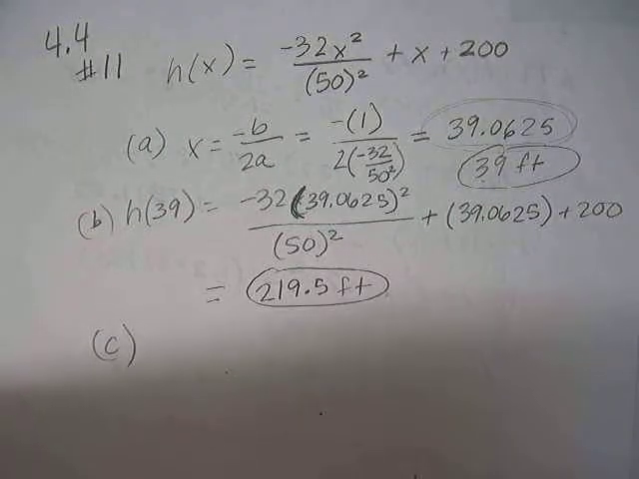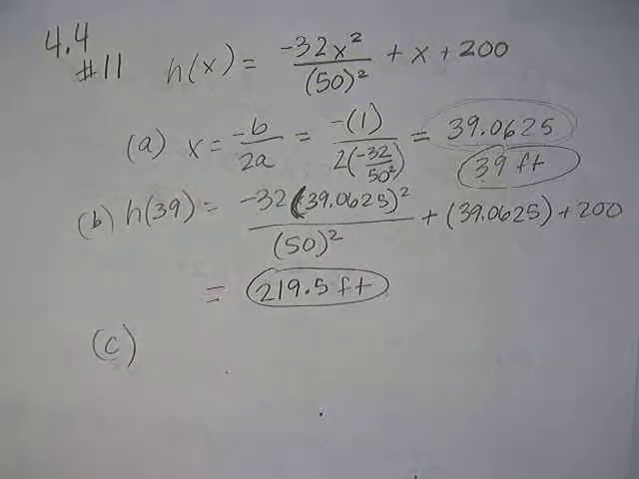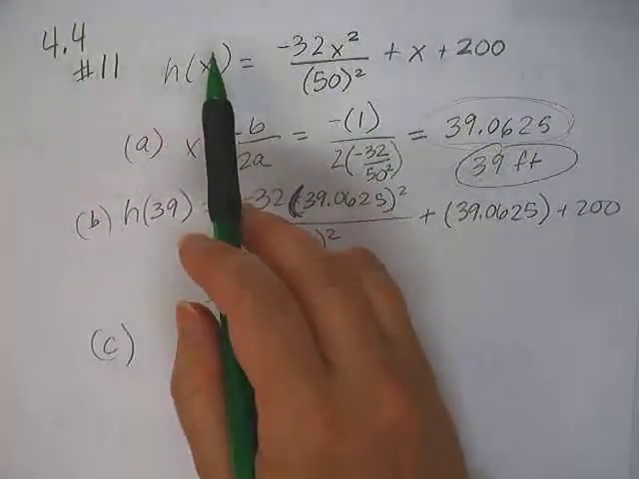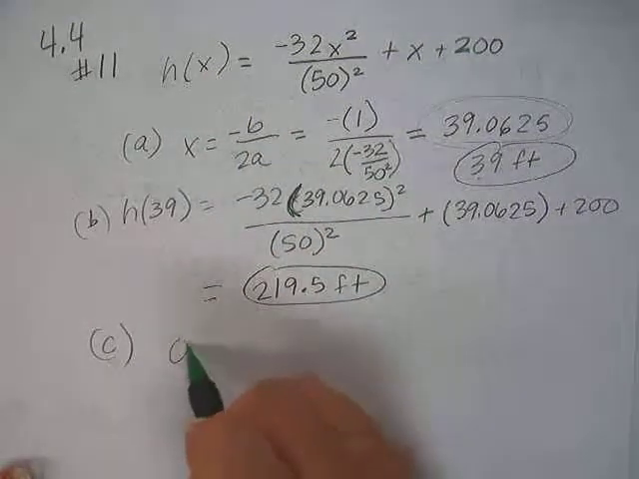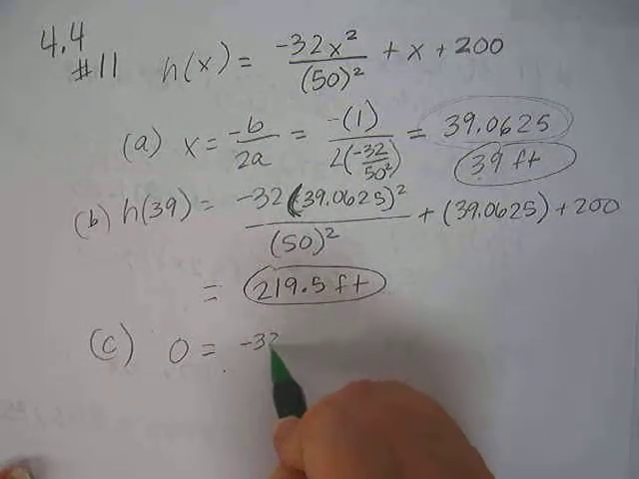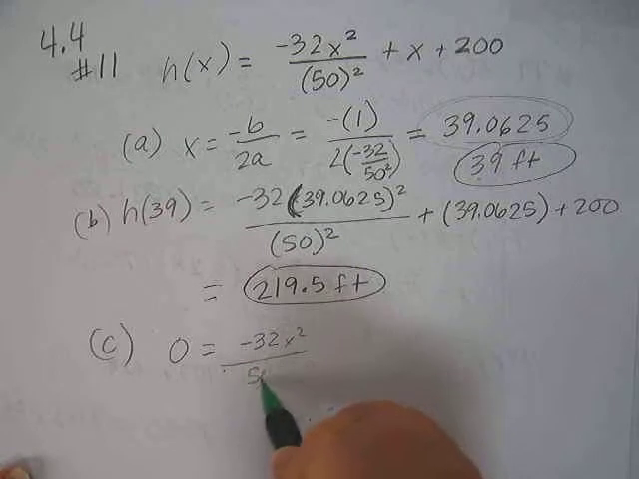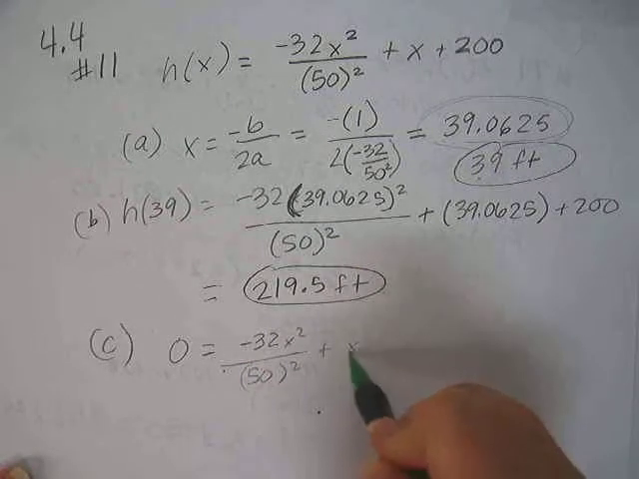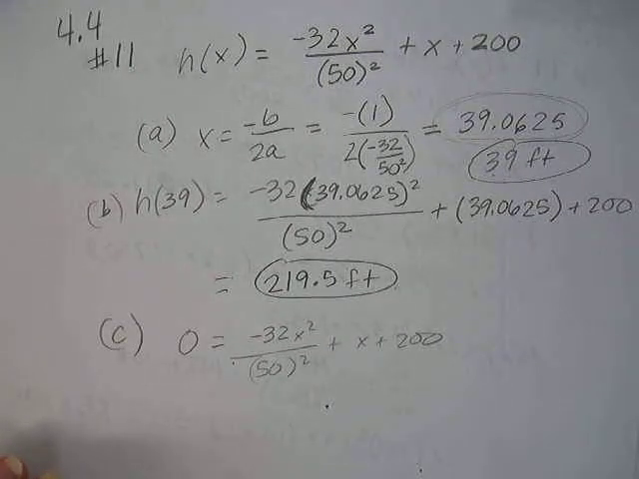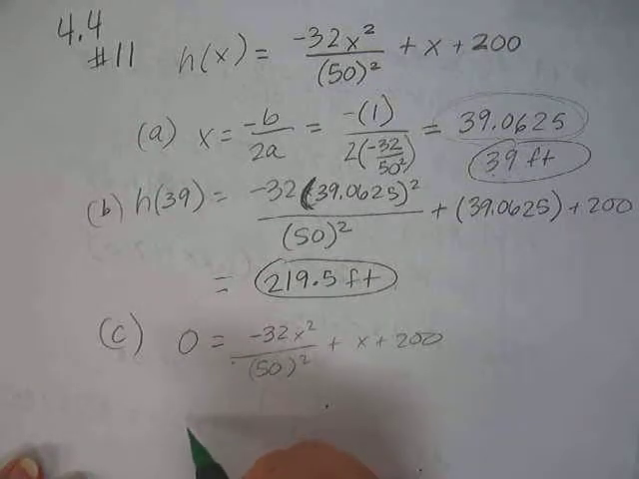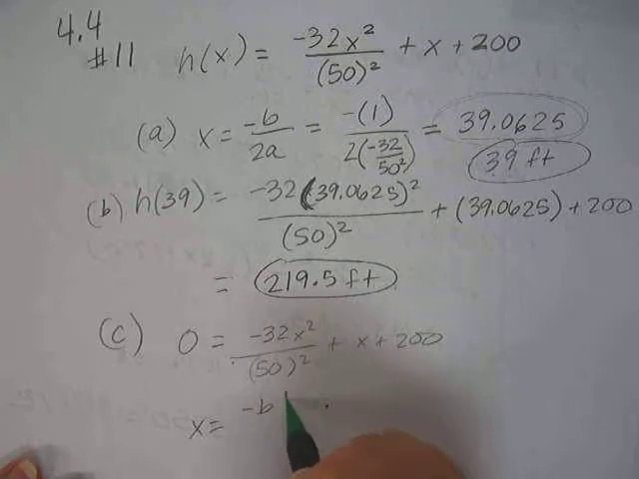Okay, part C. At what horizontal distance from the face of the cliff will the projectile strike the water? So that is when the height is 0 because it's striking the water and the water is height 0. So we go 0 equals negative 32x squared over 50 squared plus x plus 200. And we're solving this quadratic. So we could solve it by factoring, probably not, or by quadratic formula. That would be preferable but still ugly.